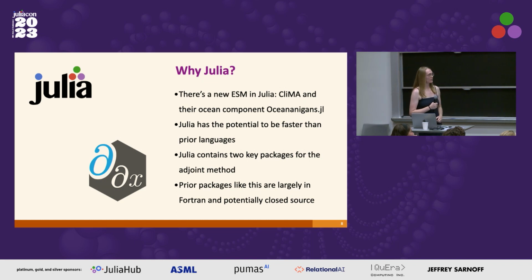So why do we want to do this in Julia? One of the first reasons, as we've seen multiple talks on, is that there's a new Earth system model currently being built in Julia. This is the Klima model, and I'm specifically very interested in their ocean component, Oceananigans.jl. With that being built, there's never a better time to differentiate the model. Julia also has the potential to be faster than prior languages. Julia already contains for me two key packages for the adjoint method. We'll see what those are on the next slide.